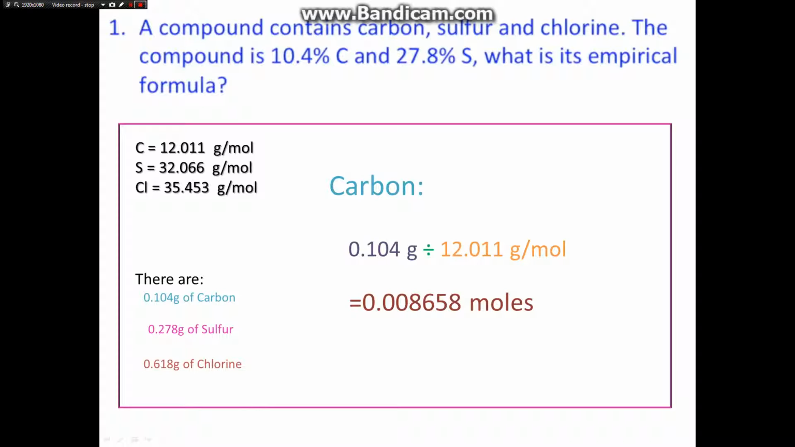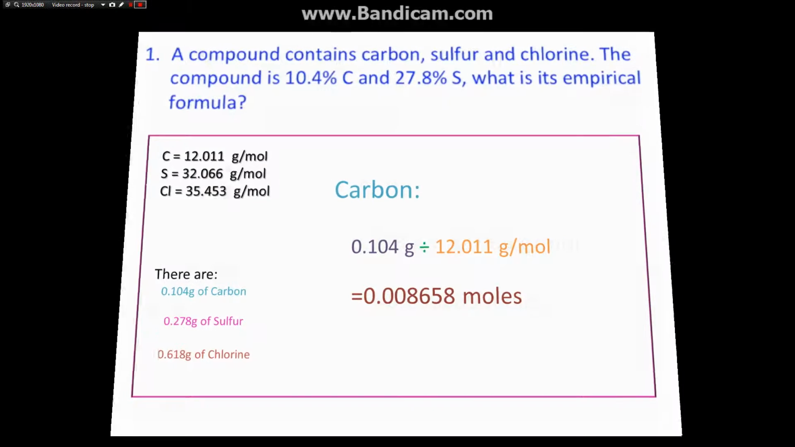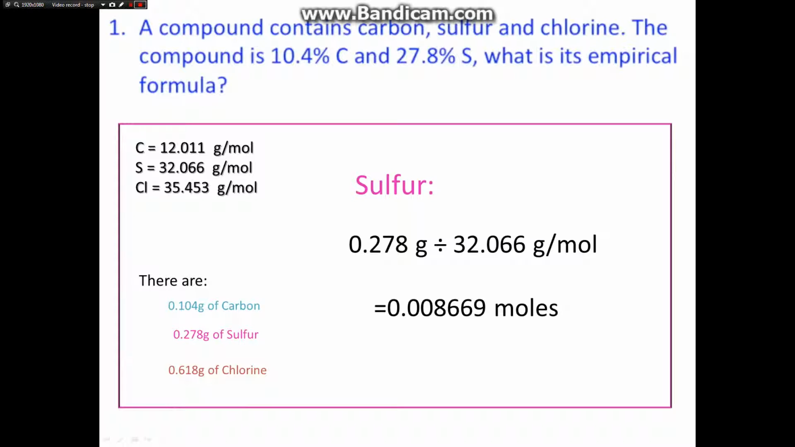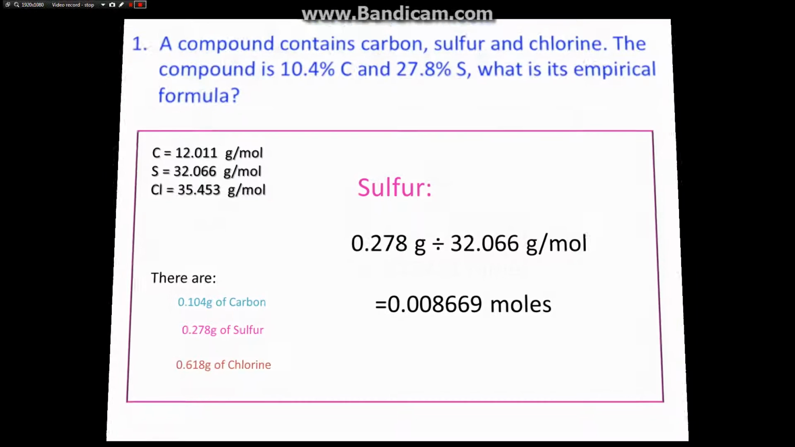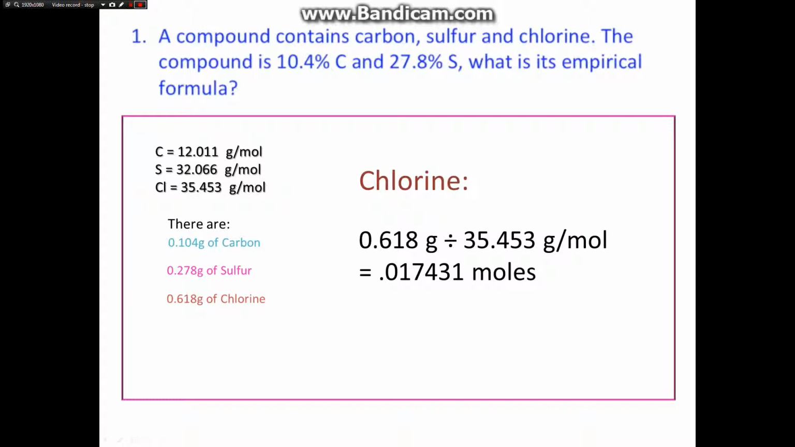To find the number of moles of carbon, you will have to divide 0.104 grams by 12.011 grams per mole. This will equal 0.008658 moles of carbon. For sulfur, it will be 0.278 grams divided by 32.066 grams per mole of sulfur, which will give you 0.008669 moles of sulfur. As for chlorine, it will be 0.618 grams divided by 35.453 grams per mole of chlorine, which will equal 0.017431 moles of chlorine.